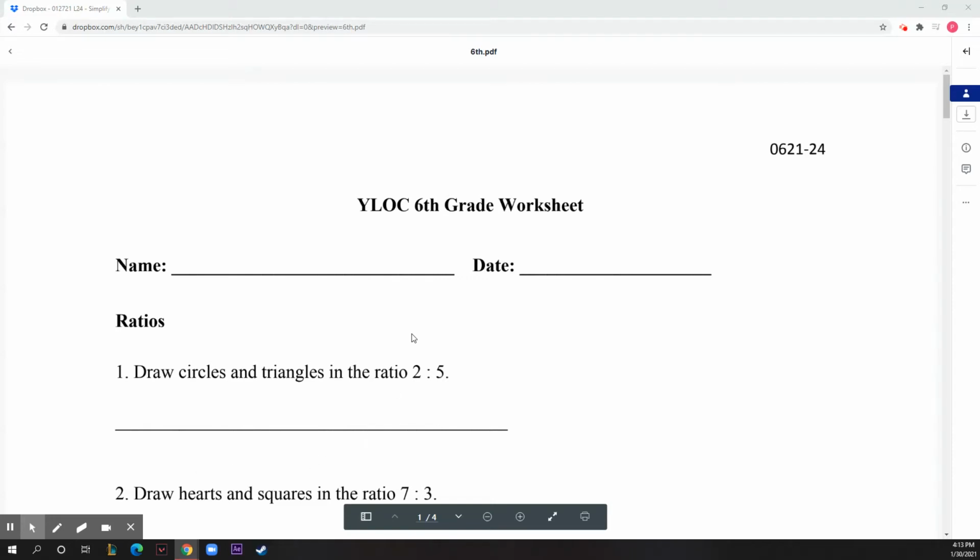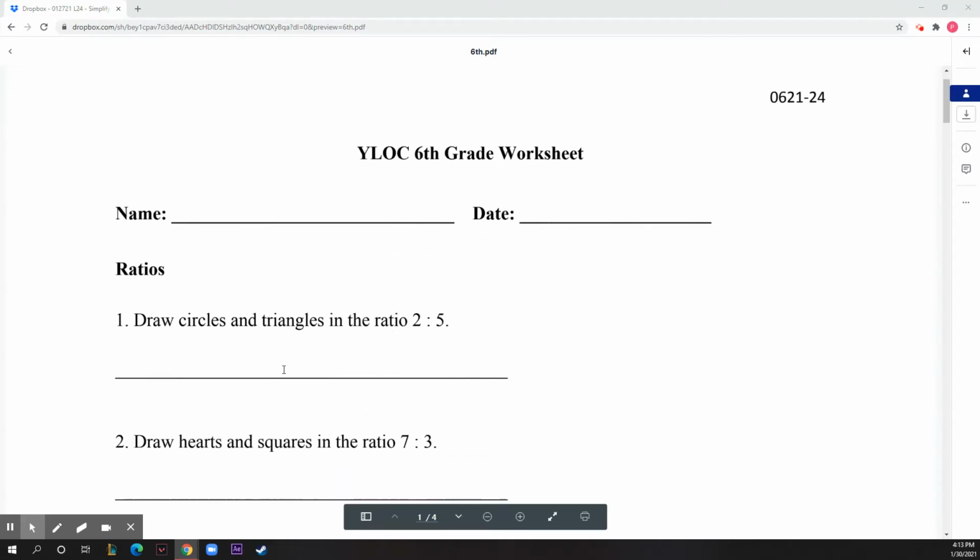Everybody. So today we're going to be starting off with ratios. Okay, so number one, draw circles and triangles in the ratio 2:5.